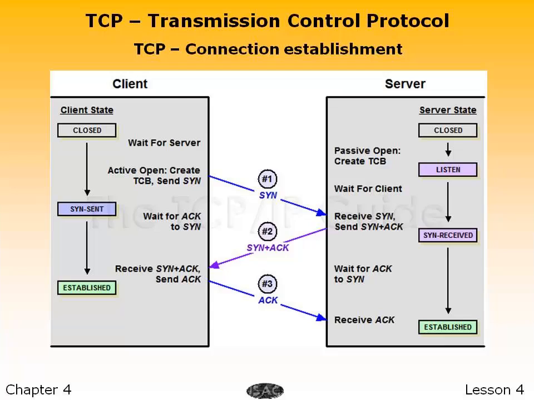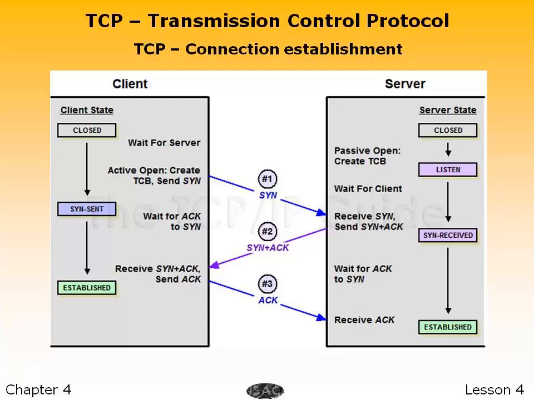Options. It's variable from 0 to 320 bits, divisible by 32. The length of the field is determined by the data offset field. Options have up to 3 fields: option kind, 1 byte; option length, 1 byte; option data, variable. The option kind field indicates the type of option and is the only field that is not optional.